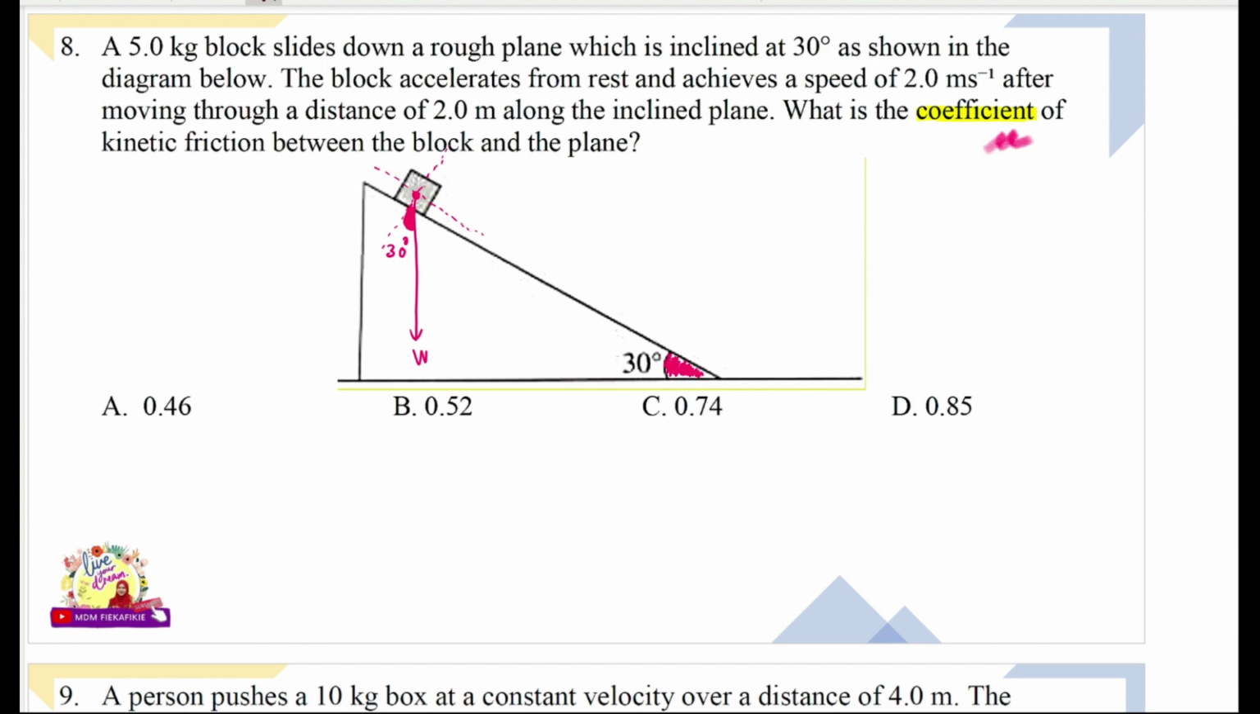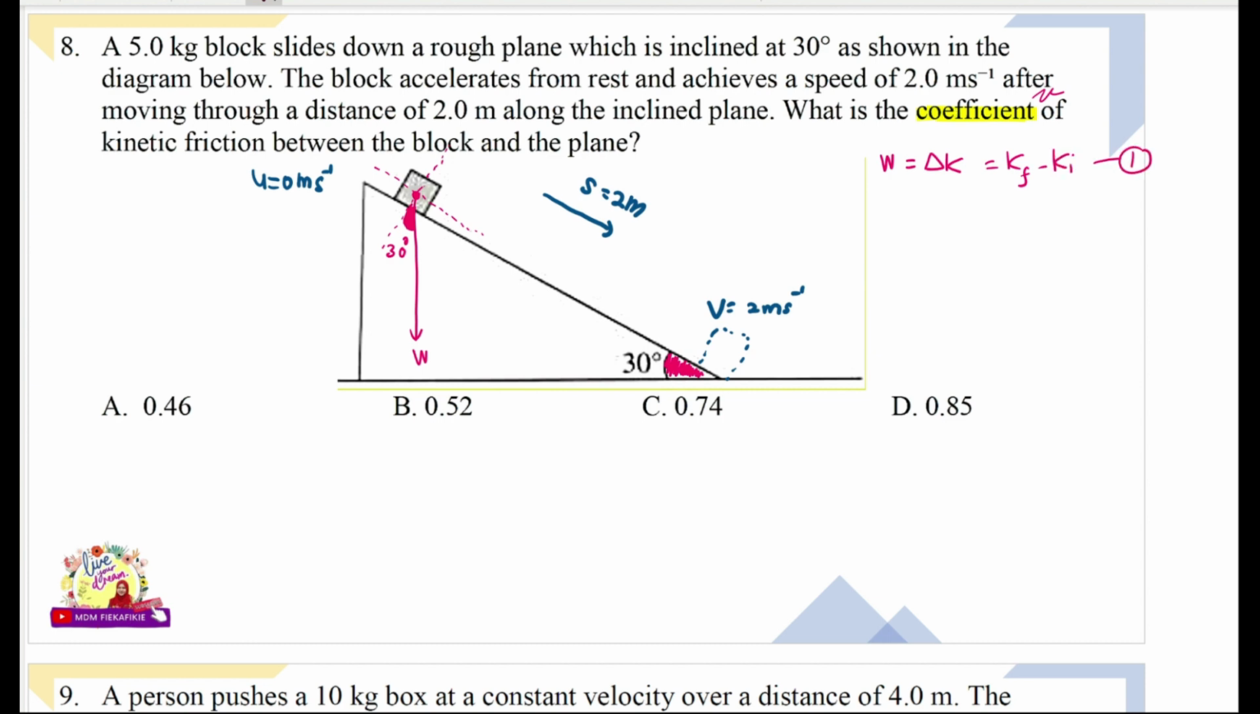So the block accelerates from rest and achieves a speed of 2 meters per second. Okay, maknanya dia turun ke bawah, moving in this direction, given that S is equal to 2 meter, and kalau tadi dia start daripada kosong, U dia kosong, at this point V dia adalah 2 meter per second. Boleh? Okay, sekarang kita nak kira coefficient. Bila ada perubahan velocity, means that ada work done. Kita boleh guna work energy theorem. W is equal to delta K, di mana K final minus K initial.